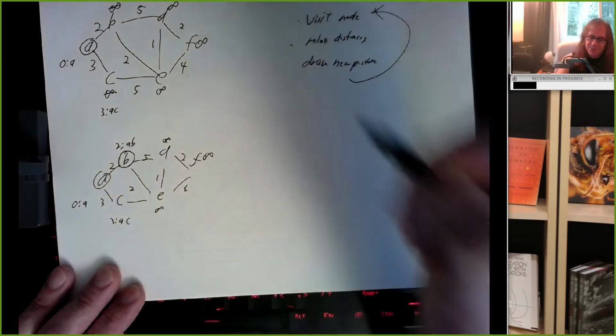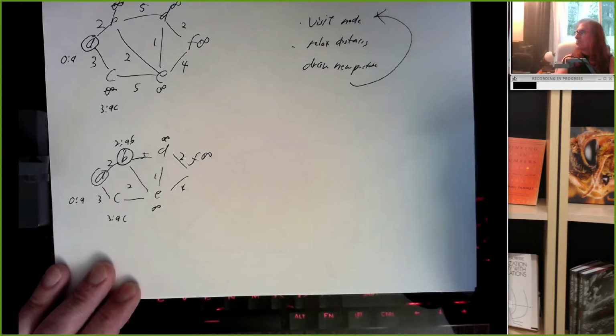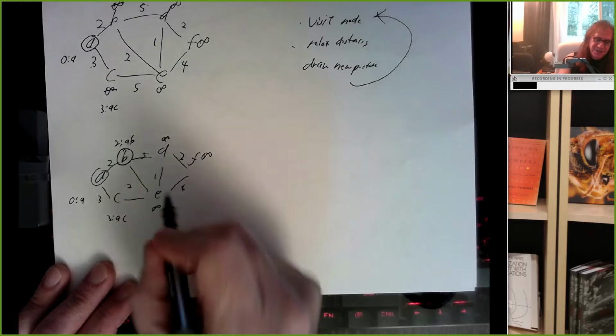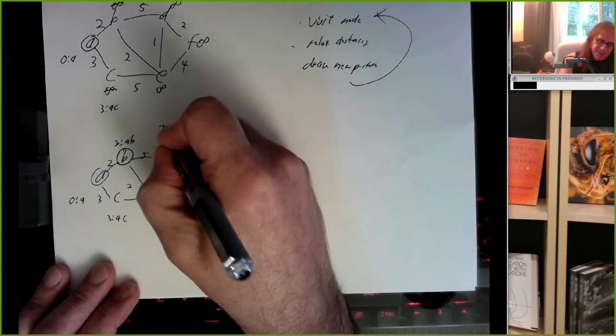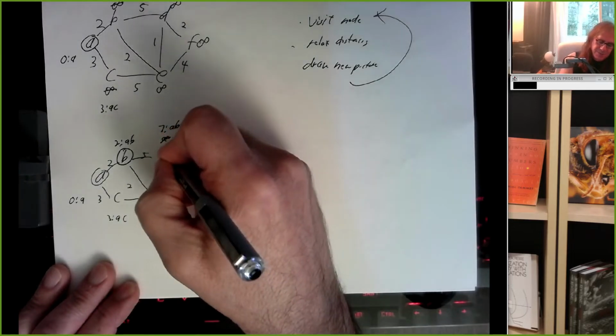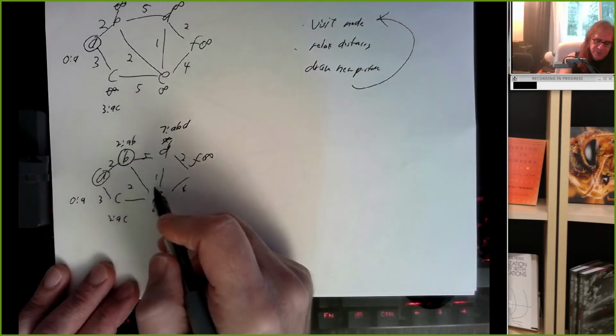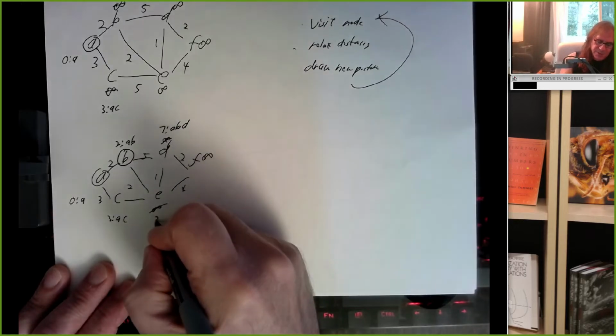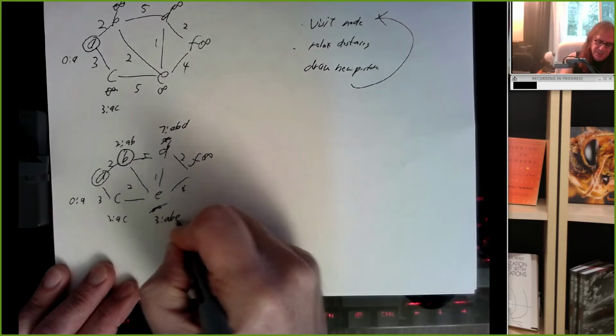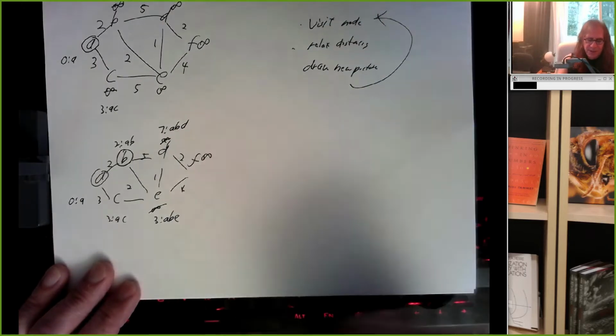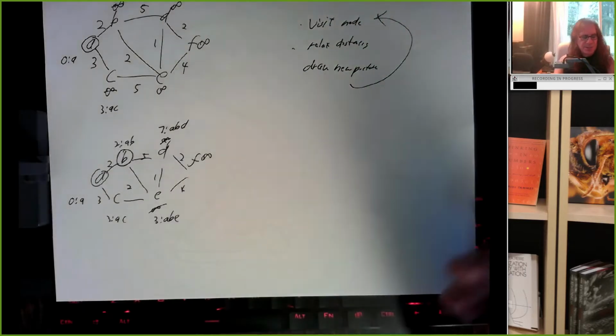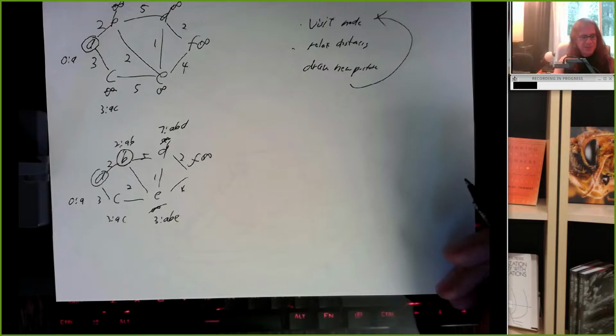And now I'm going to relax the distance to adjacent nodes. So 2 plus 5 is 7, that's better than infinity, so this is 7, A, B, D. 2 plus 1 is 3, so this is 3, A, B, E. And those are the only unvisited nodes adjacent to B, so we're done with the relax step.